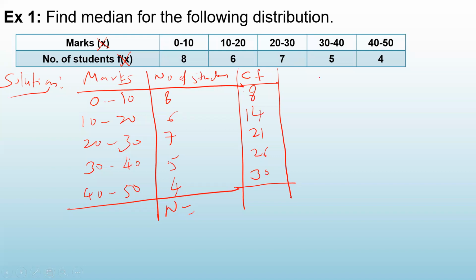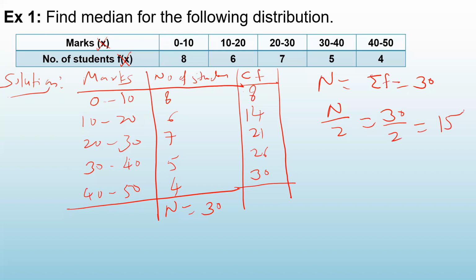Second one is find N. What is N? N is summation of frequencies. Add this one. It is again 30. Summation N is 30. Then what? Third step, find N by 2. What is N by 2? 30 upon 2. 30 upon 2 कितना होता है? 15. Correct?